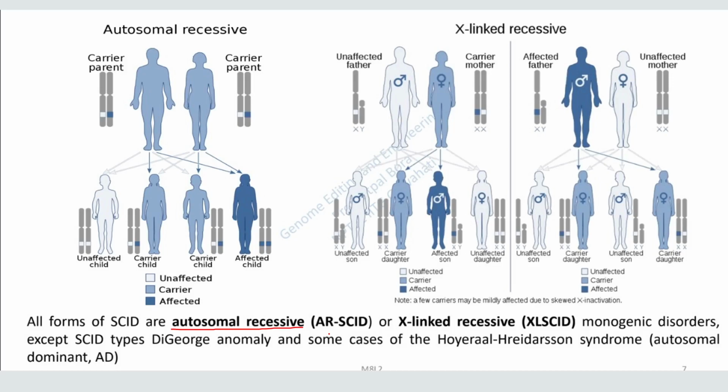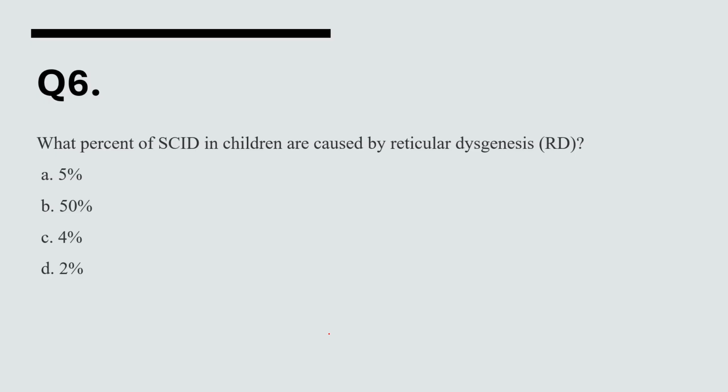Then let's move to our next question. What percent of SCID in children are caused by reticular dysgenesis, that is RD? Is it 5%, 50%, 4%, or 2%?